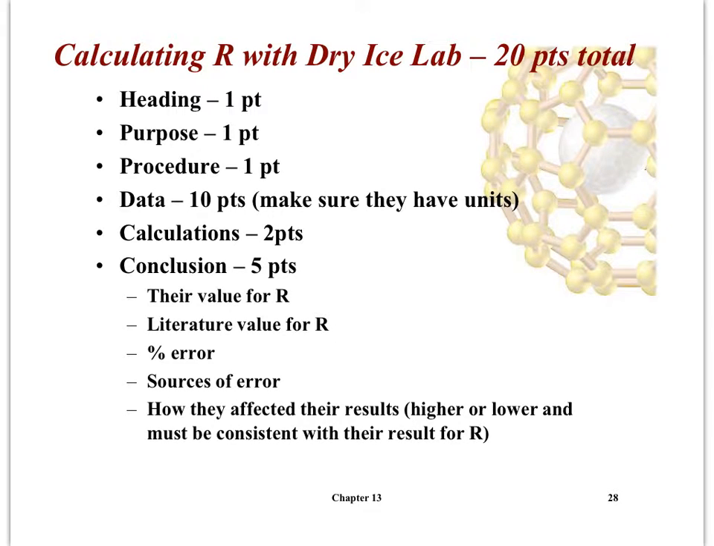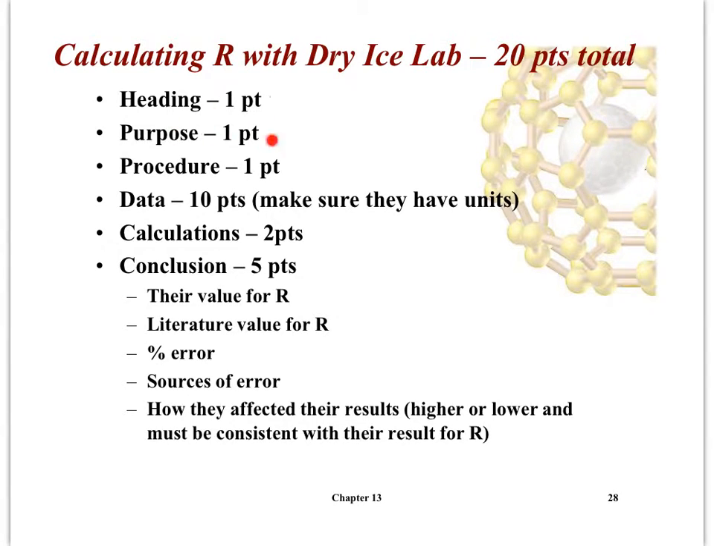Hi everybody. We're gonna trade and grade the calculating R with dry ice lab, so please take yours out and trade with a partner. First we're gonna do the headings, so as always it's 1 point. They need their name, partner's name, lab title, date, and lab station number.